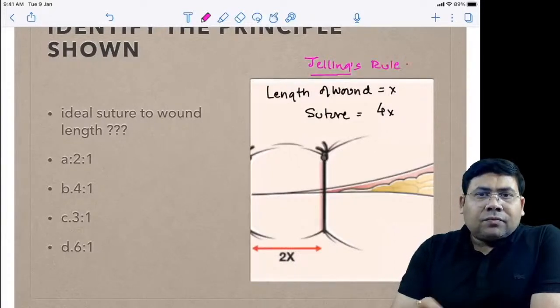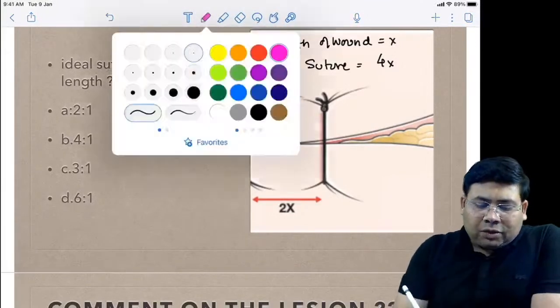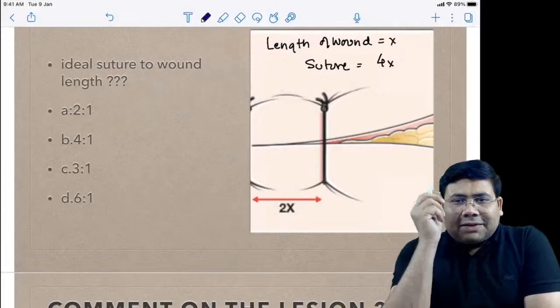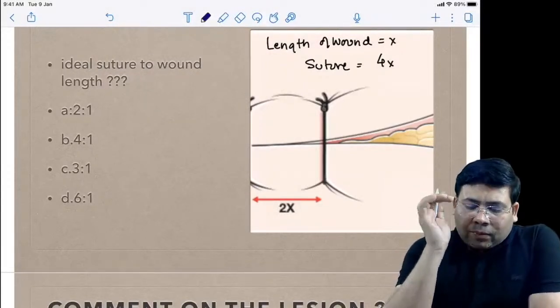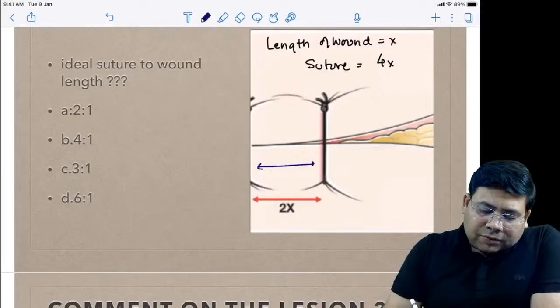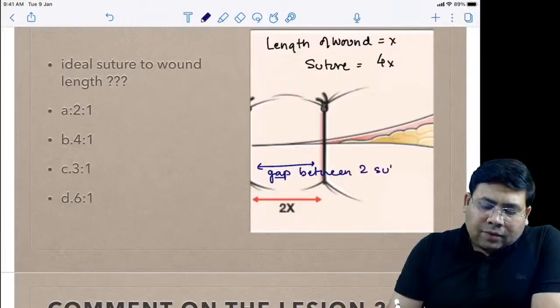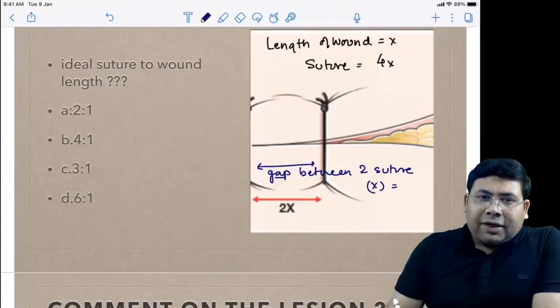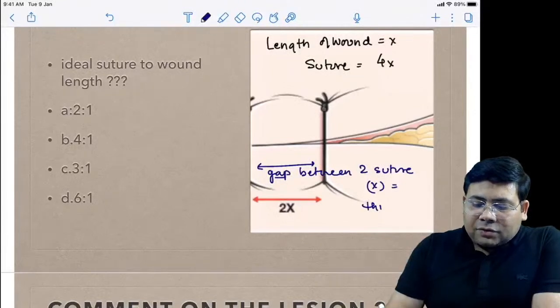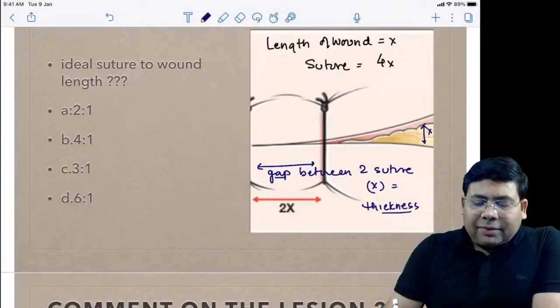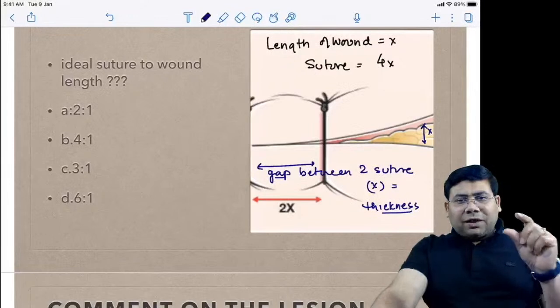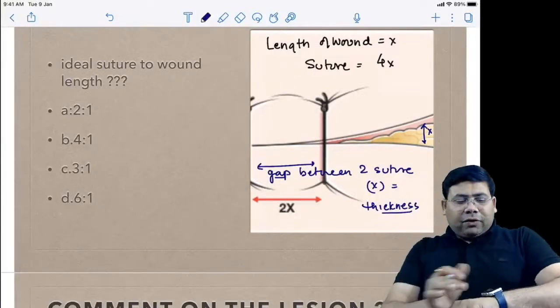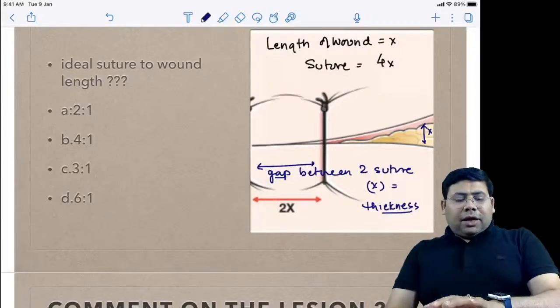Is that clear? Now try to understand one more thing. If you have a 4 cm wound, 16 cm suture is required to suture that. What should be the gap between the two sutures? The answer is, it should not be 2x as it is written. It is x, where x is defined as the thickness. So if x is the thickness, the two sutures should be x centimeter apart. Like if you have the thickness of tissue as 1 centimeter, all the bites should be 1 centimeter apart. Are you getting this point or no?